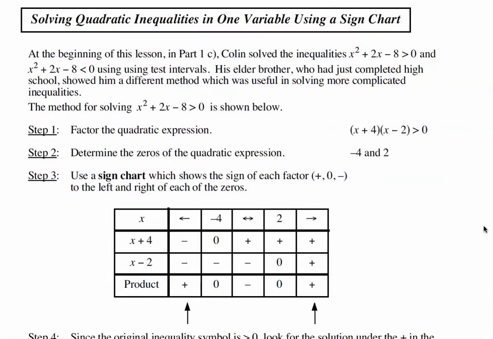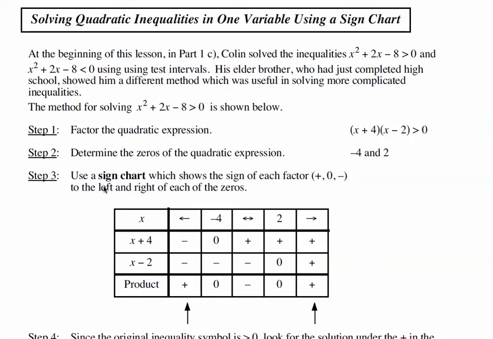It wasn't us. So his elder brother, who had just completed high school, showed him a different method which was useful in solving more complicated inequalities. So he did this using a sign chart. First step was to factor the quadratic expression, so that's done here. We factored it into x plus 4 and x minus 2. We determine the zeros. Well, our zeros are at negative 4 and at positive 2.